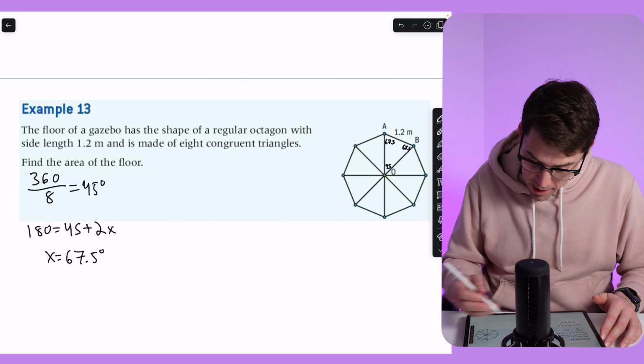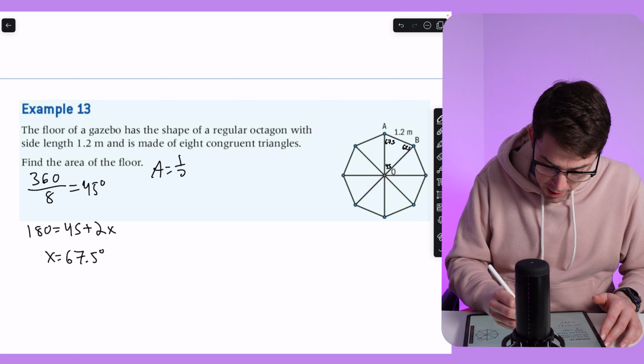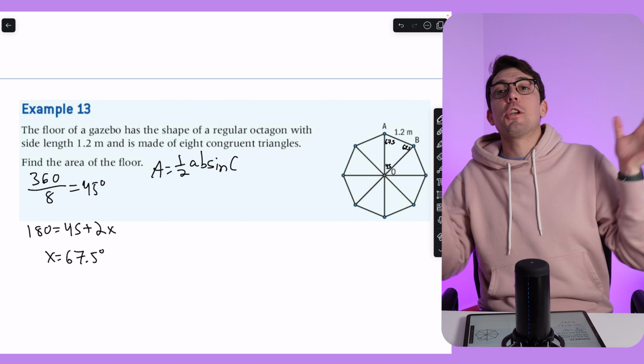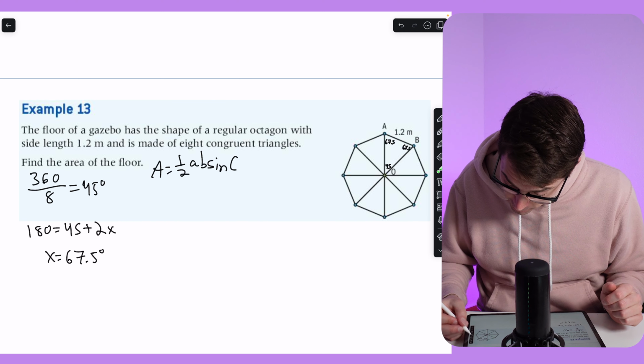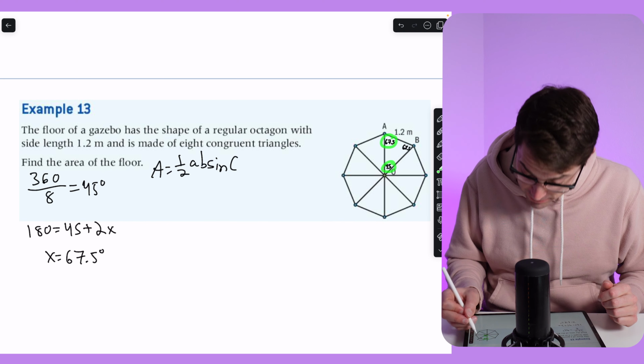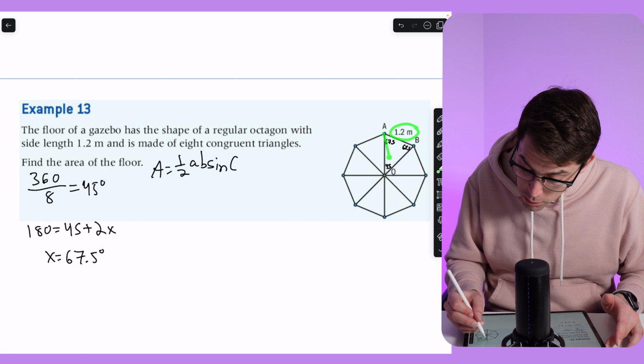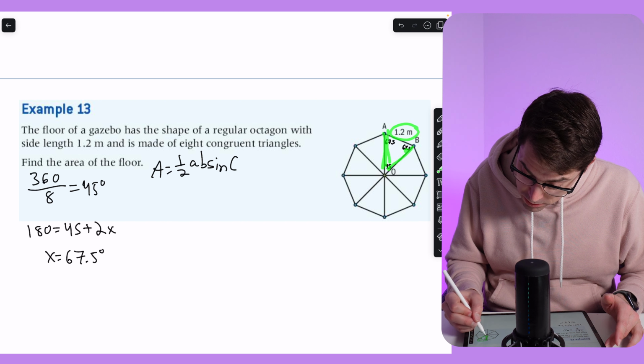So I know that the area of any triangle is 1/2 times two of the sides that sandwich the angle, multiplied by the sine of the angle that it's sandwiching. Now, I have what that angle is. It's 45 degrees or 67.5 degrees. That's fine. This is 1.2. I don't know what this is, and I don't know what this is.